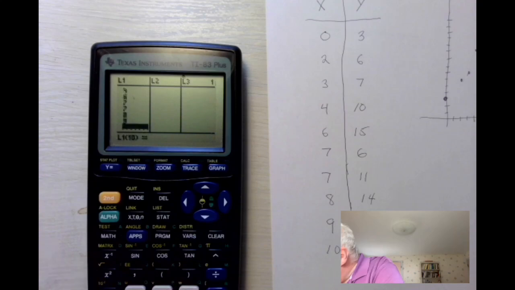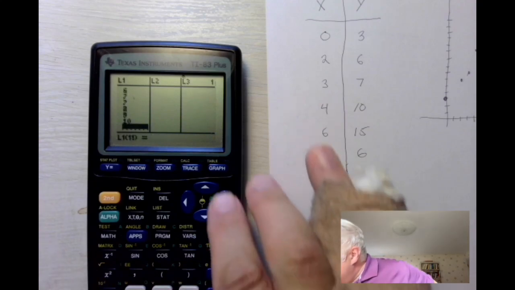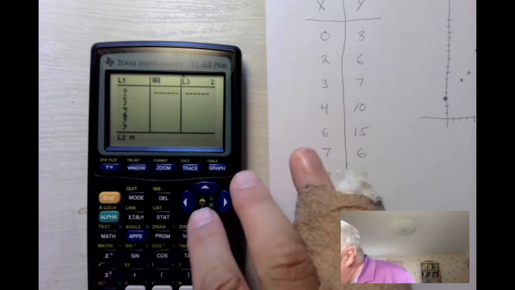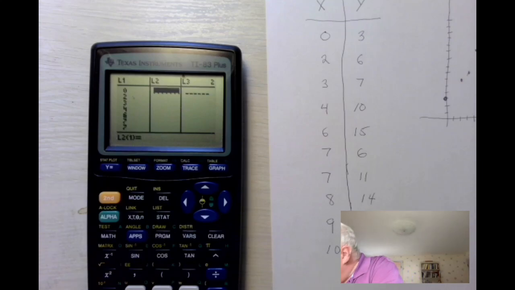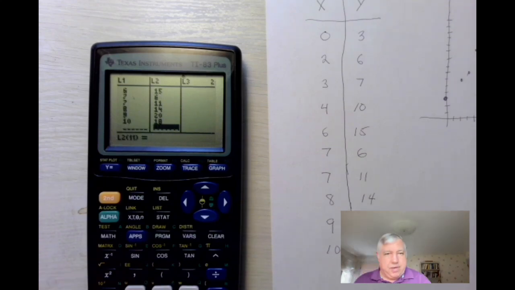8, 9, 10. Then we'll go over to the second one, L2, and enter the Y values: 3, 6, 7, 10, 15, 6, 11, 14, 20, and 18. Okay, so there we go.